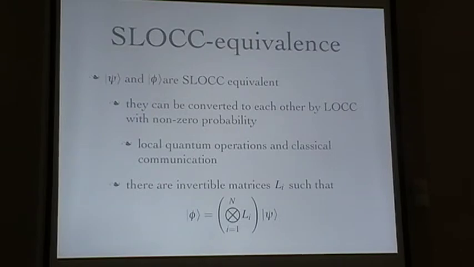And this difference is explained by SLOCC equivalence. Let psi and phi be n-partite quantum systems. Their being SLOCC equivalent means they can be converted to each other by LOCC with non-zero probability. And LOCC means local quantum operations and classical communication. It is equal to this condition. They are SLOCC equivalent if and only if invertible matrices exist such that they can be connected by the tensor product of these matrices.